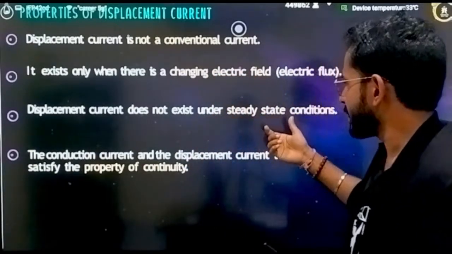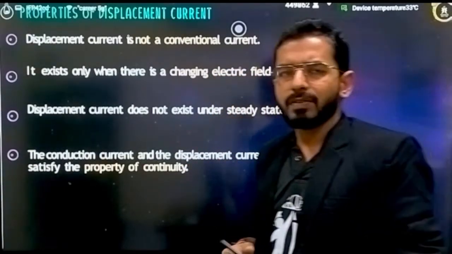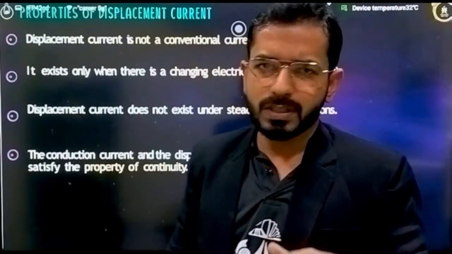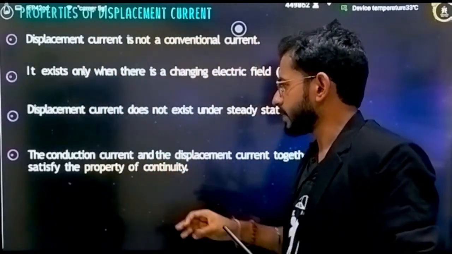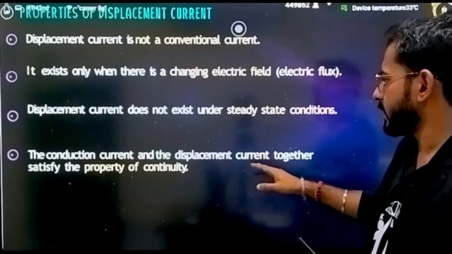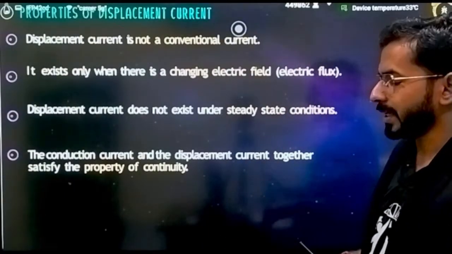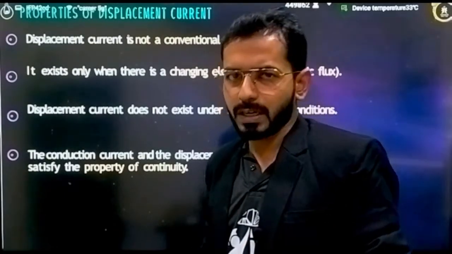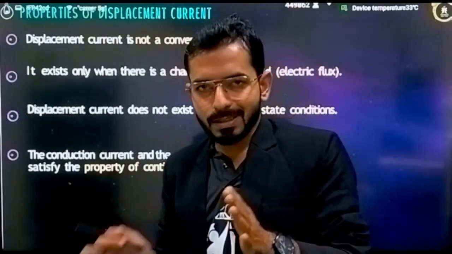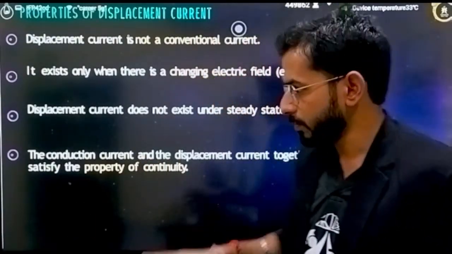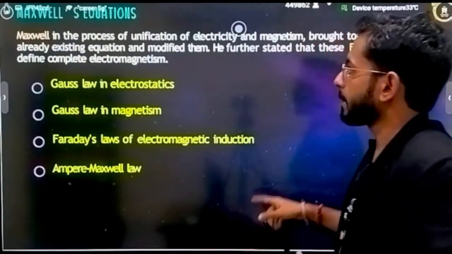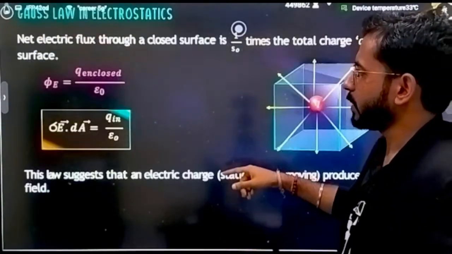Displacement current does not exist under steady state condition. If there is a steady state, that means everything is constant, then there is no displacement current. The conduction current and displacement current together satisfy the property of continuity. The property of continuity was defined by Maxwell only. So both these currents together define the property of continuity. This much you can study for your board purpose. So one by one you can see all the laws.